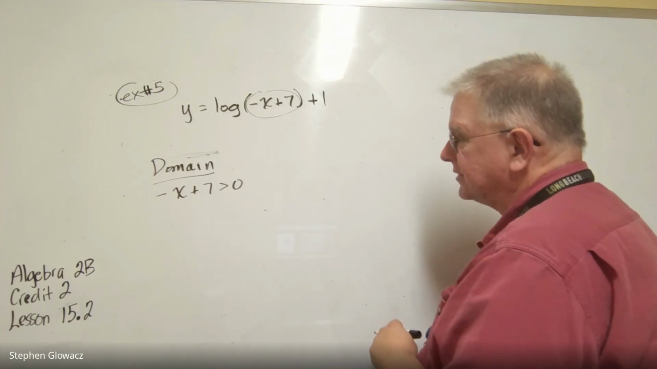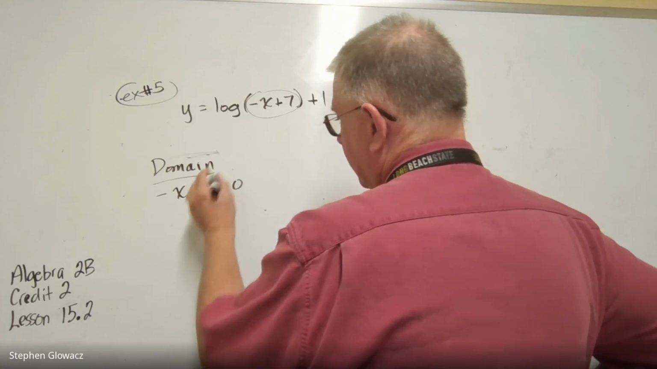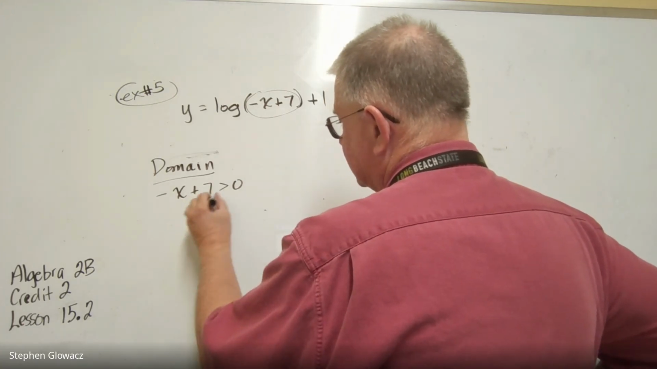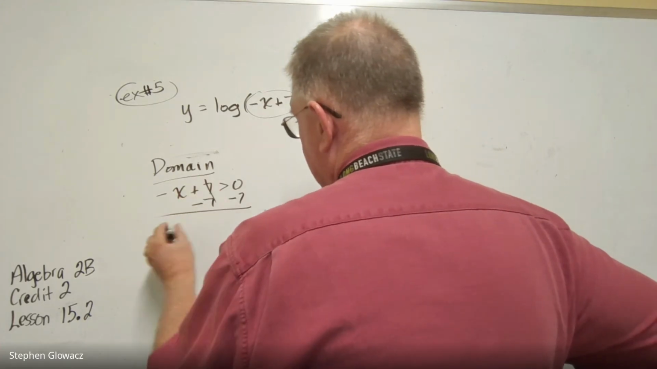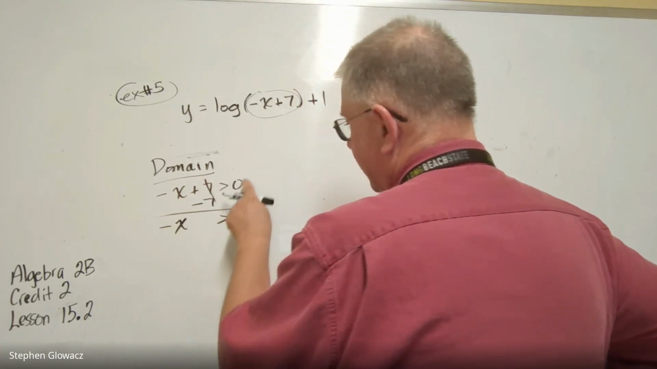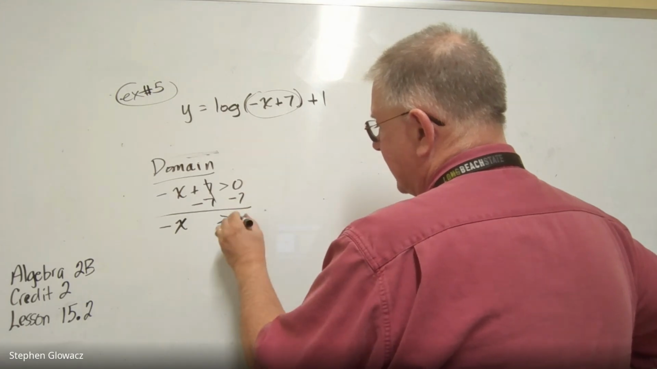All right, so let's go ahead and solve for x here. We're focused on the left side. We have a +7, so we subtract 7. We have -x, and it is greater than 0 minus 7, which is -7.